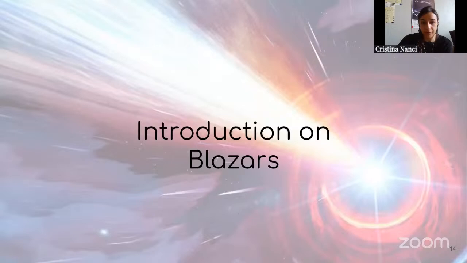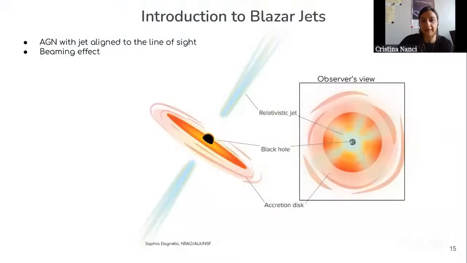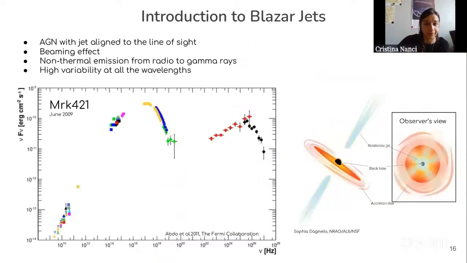So let's move on to an introduction on blazars. These objects are a subclass of active galactic nuclei in which the accretion flow onto a supermassive black hole leads to the production of relativistic outflows that in the case of blazars are aligned to the line of sight of the observer. And due to this geometrical configuration and the relativistic speeds, the emission is boosted in the direction of the observer, and they overshine the emission of the nuclear region of the host galaxy.